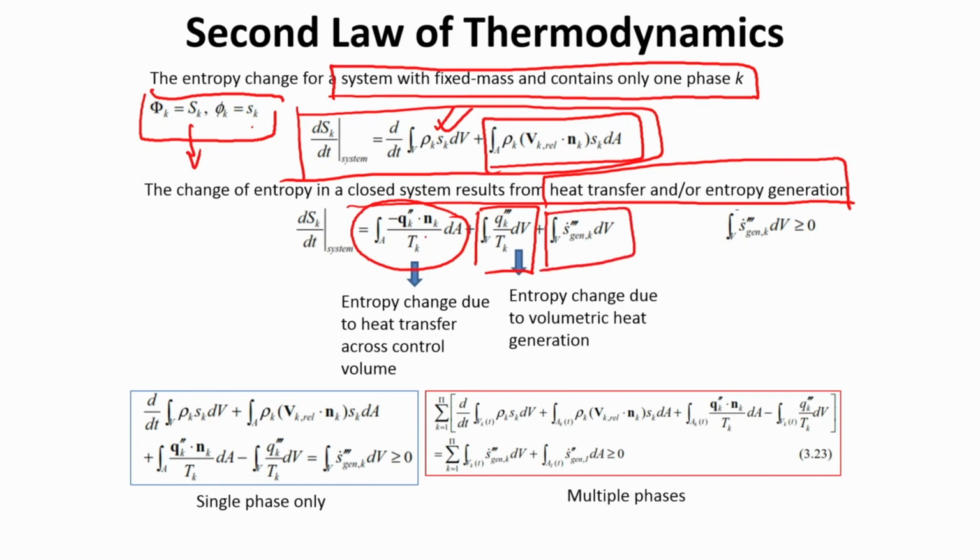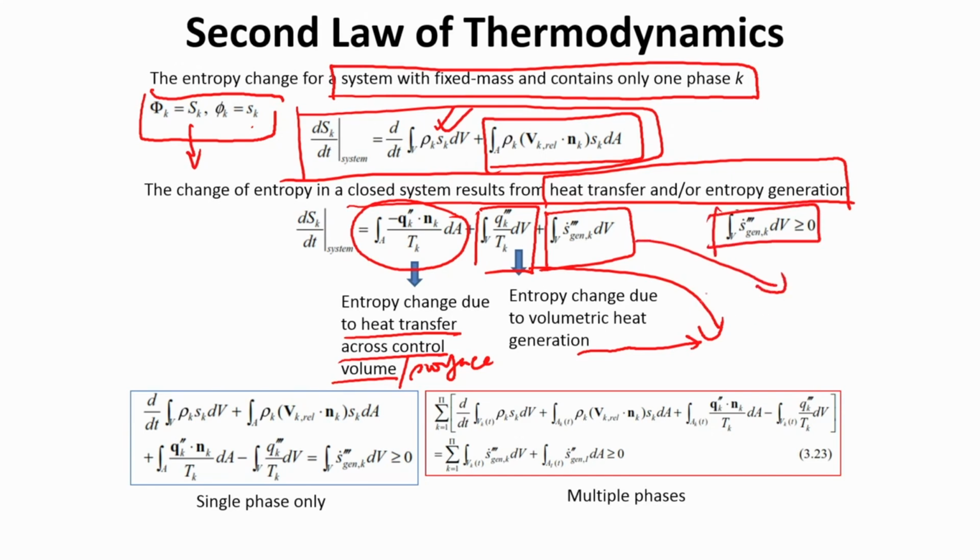So, what is this particular term? This is essentially the heat transfer across the control volume or control surface. This is basically nothing but the entropy generation due to volumetric heat, and this is the normal entropy generation term, which has to be greater than 0, basically, is S dot triple prime gen.